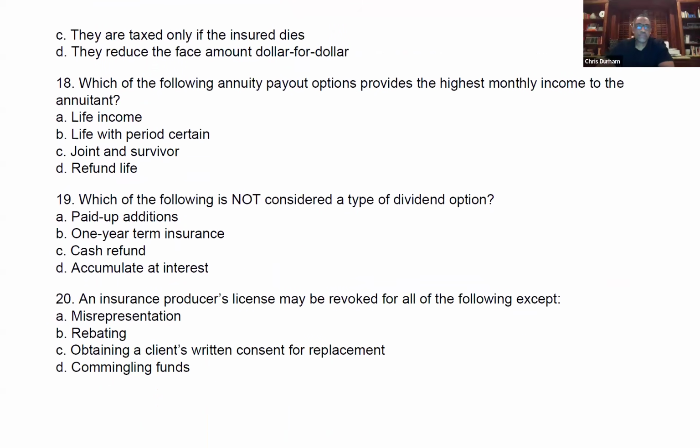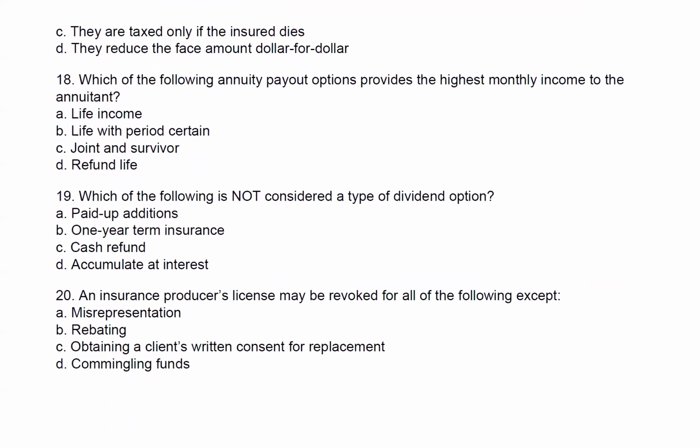All right, Kendra. Which of the following annuity payout options provides the highest monthly income to the annuitant? A, life income. B, life with period certain. C, joint and survivor. D, refund life. Is it A? Yes, sir. You got it right. Why is it A?